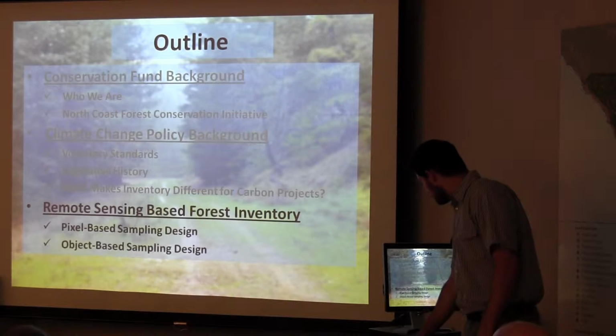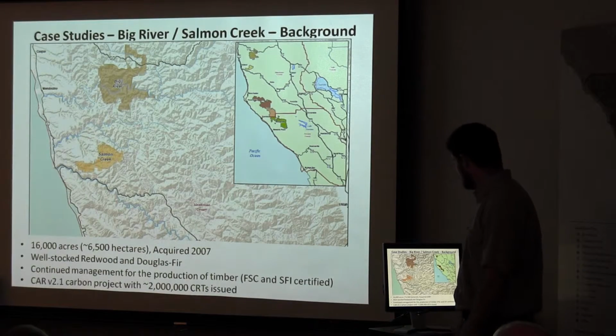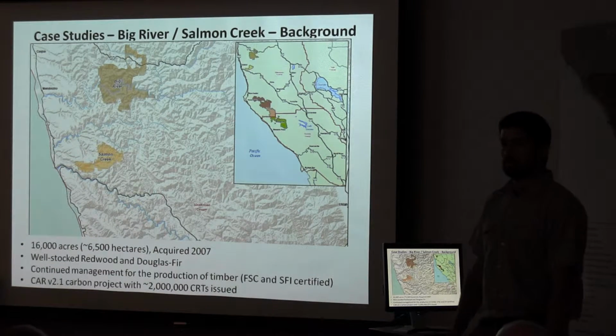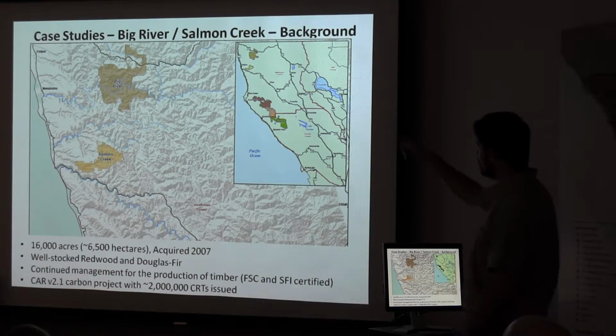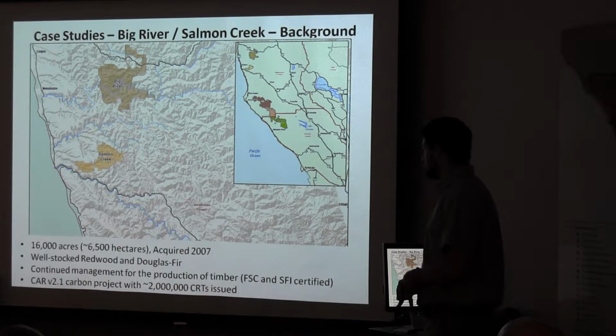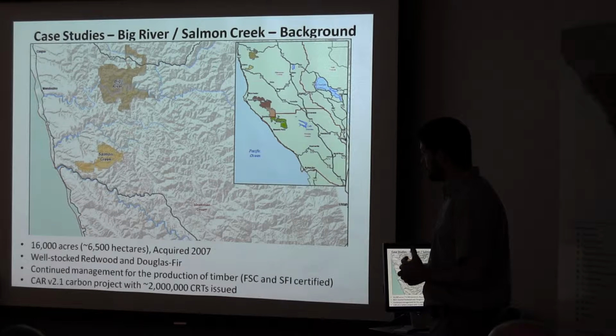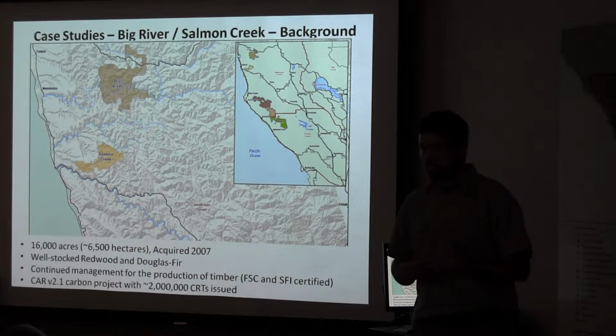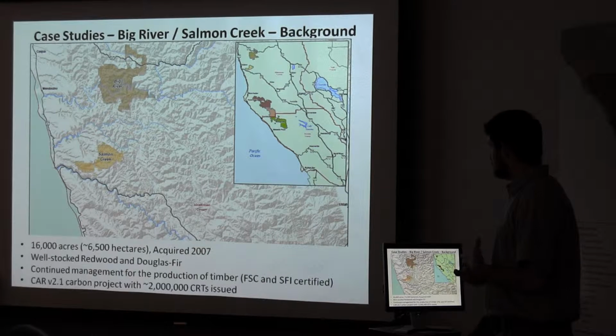But when we looked at our next property that we're going to fly for inventory, we came to a totally different conclusion and used a very different method. So we're looking at the Big River Salmon Creek properties here. These are well-stocked Douglas fir and redwood properties, about 16,000 acres. This also is FSC and SFI certified, and it's also a carbon project, and we've been issued over 2 million CRTs. We haven't sold all of them, but we've sold a lot of them.